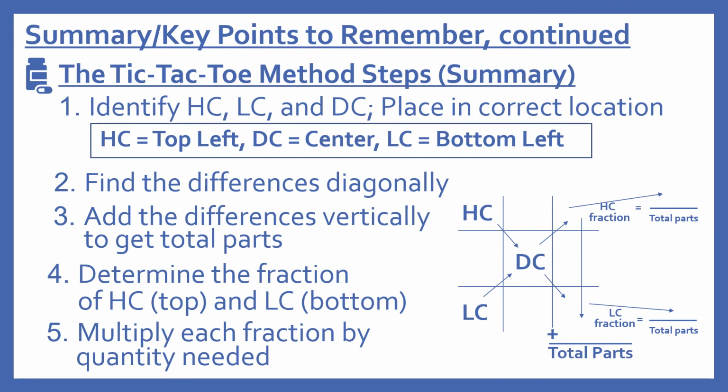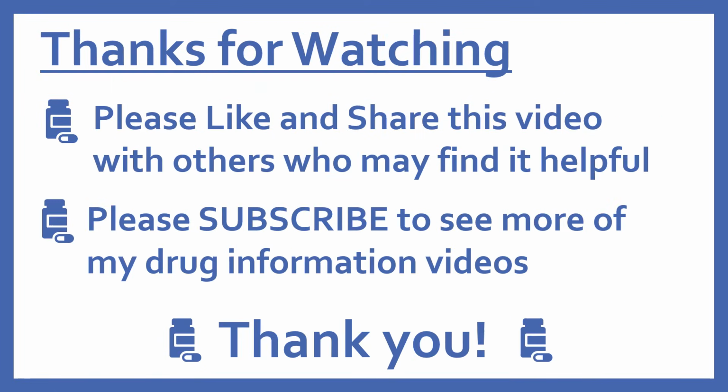And then you'll determine the fraction of the high concentration, which will be across the top, and the low concentration, which will be on the bottom. And you'll just put the high concentration amount over the total parts and the low concentration amount over the total parts. That will give you those fractions. And then multiply each fraction by the quantity needed, which, like I said before, is specified in the problem.